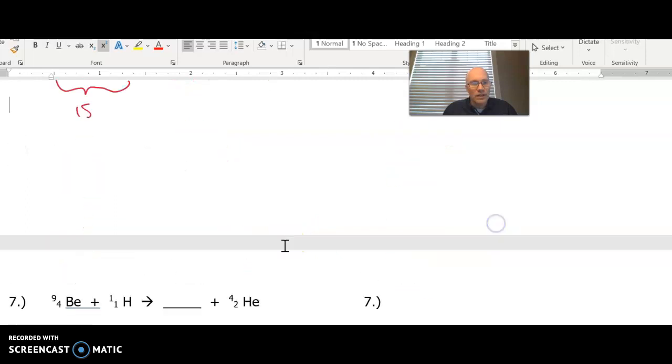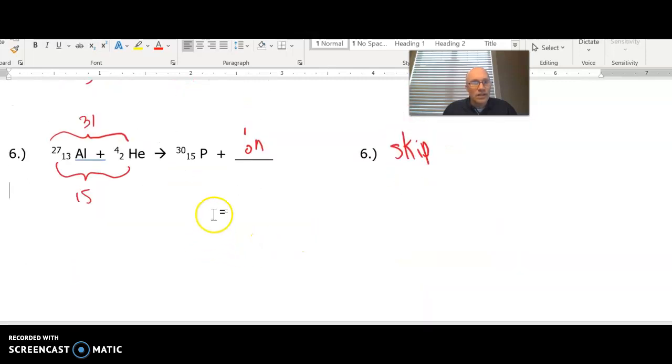Moving on. In this problem right here, you should be able to figure out the missing particle. You have a total of 15 down at the bottom, so that would be 0.